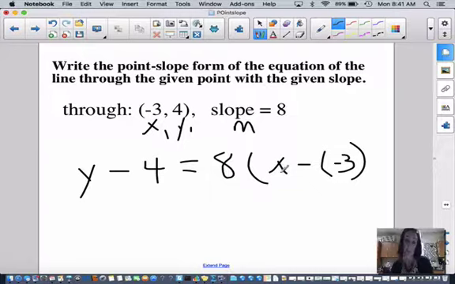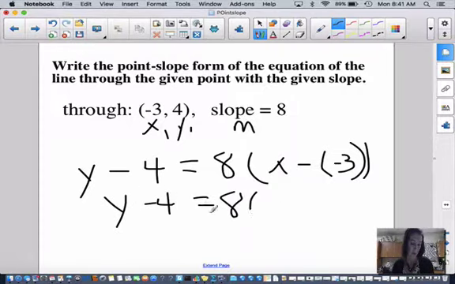Okay, it is minus x1, so since x1 is negative 3, we have a double sign there. So I'm going to eliminate the double signs, and we are just going to leave it like this. Okay, so y minus 4 equals 8 times the quantity x plus 3.